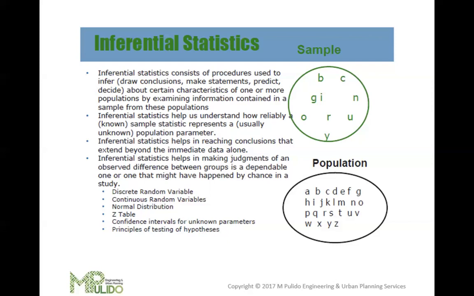We have the discrete random variables, the first bullet there. What is this? These are variables that take on a countable number of distinct values. For example, number of students in a class, or a number of defective items in a batch. So these are examples. And then continuous random variables pertain to variables that can take on any value within a given range. For example, height, weight, temperature.